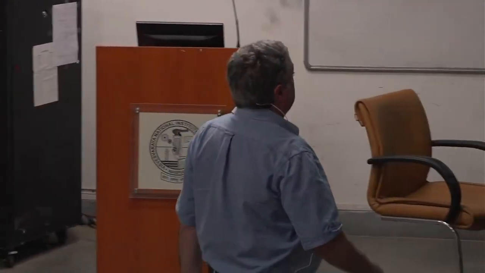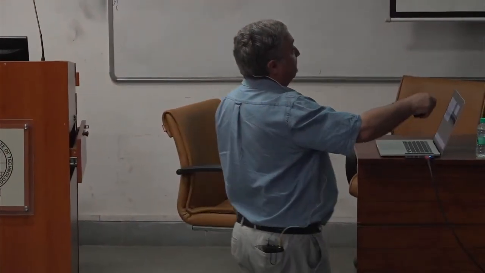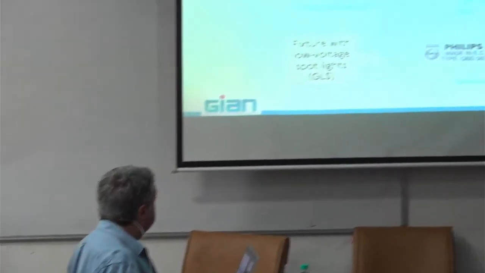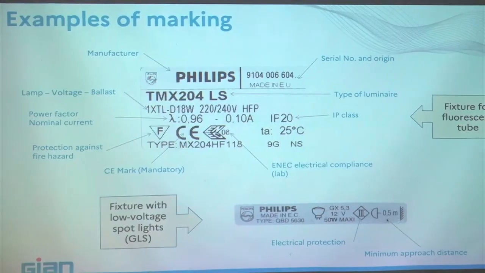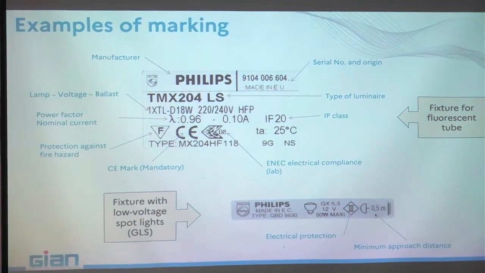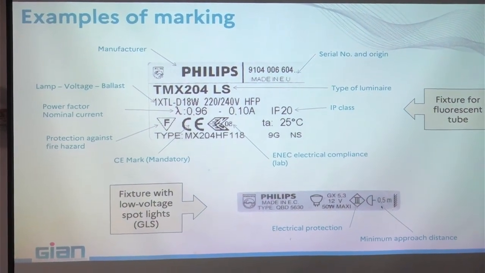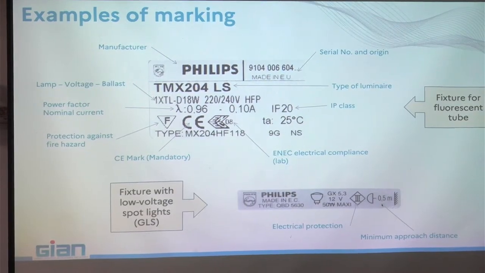Okay, but for those, there is more use of pictograms, and you may have many others, but these are the main ones that you will find here. Here is an example for a ballast. You can find that either on the ballast or on the fixture. And here is the case of a few ballasts.